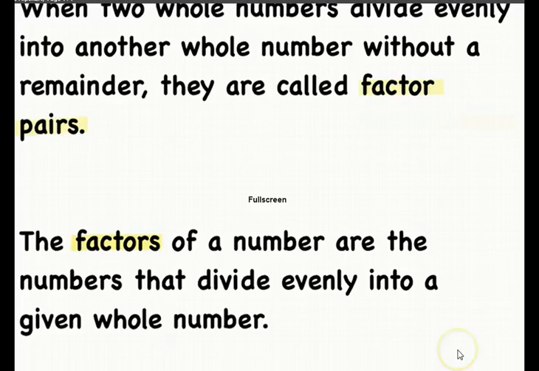When two whole numbers divide evenly into another whole number without a remainder, they are called factor pairs. The factors of a number are the numbers that divide evenly into a given whole number. So we're going to be talking about the factor pairs that it takes to make a number, and as long as it will divide evenly, the two numbers that will divide into it are the factor pairs. We can also look at it and say what two numbers can we multiply together to get the answer, and that would be our factor pairs.